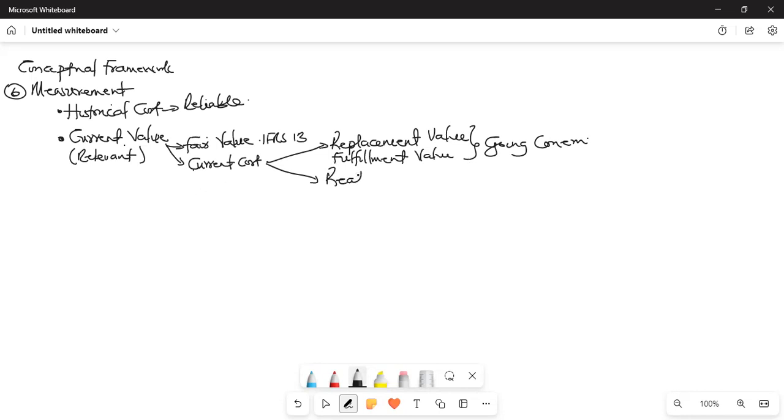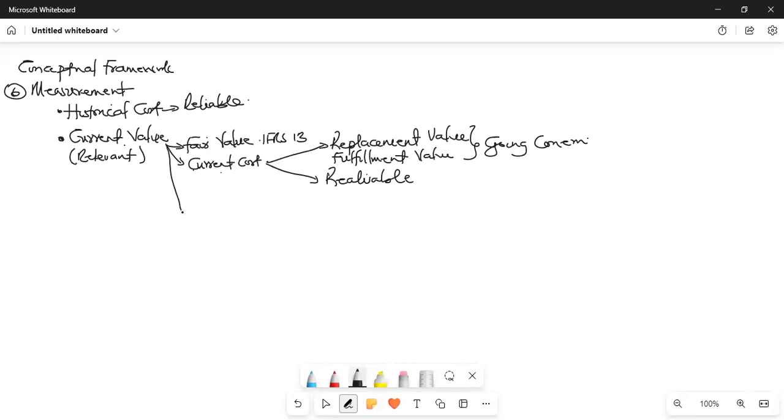The realizable value. Remember, I told you under conceptual framework that if a company is not on a going concern, valuing that company, we use the breakup basis. Breakup basis. And under breakup basis, sometimes you are going to use the realizable values, that which you will get. So that is that.